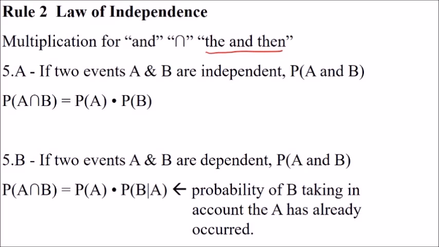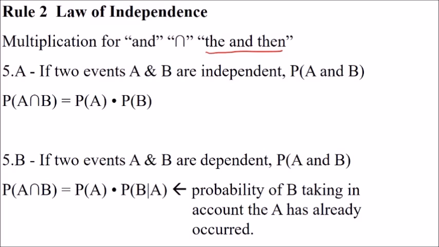Down here for number 5A, if two events A and B are independent, that is, one does not affect the other at all as far as their probabilities are concerned, like rolling a die or flipping a coin, the probability of A and then B occurring, so the probability of A and B, is equal to the probability of A times B. So in this case, we are multiplying the probabilities together. For the "or", we added the probabilities. For the "and", or in this case, the "and then" problems, we multiply the probabilities together. If they are independent, find the probability of A, find the probability of B, multiply them together, no problem.